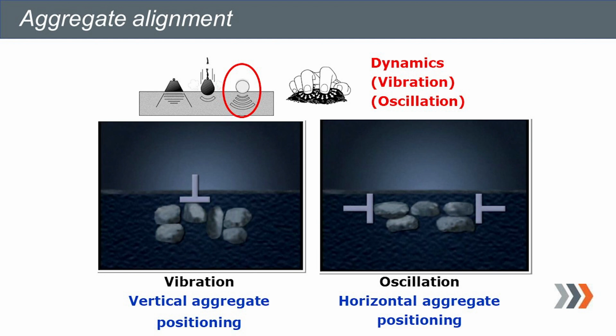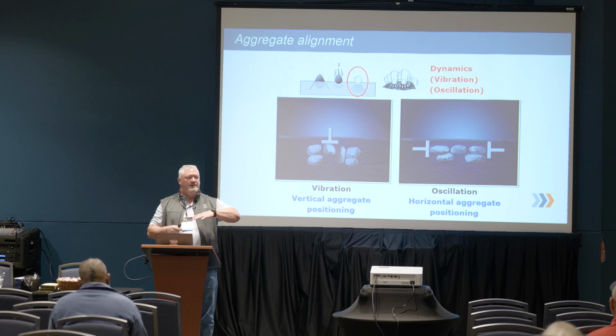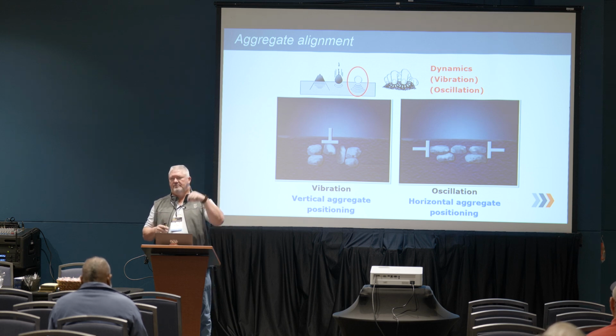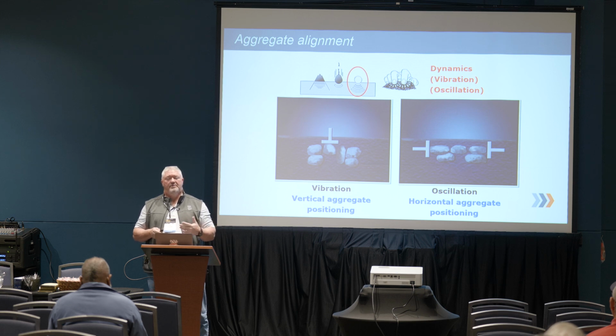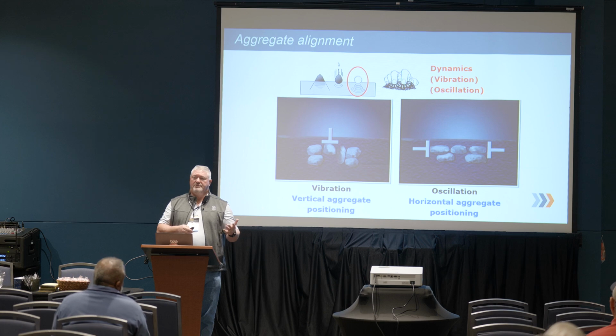Why is oscillation important? Not all the particles are lined vertically. Some are on an angle, some are flat. So we need to move that material in a different direction other than just using vibration or static weight vertically. So oscillation can actually help in a lot of cases depending on the type of mix. It will work even better than vibration in some cases.